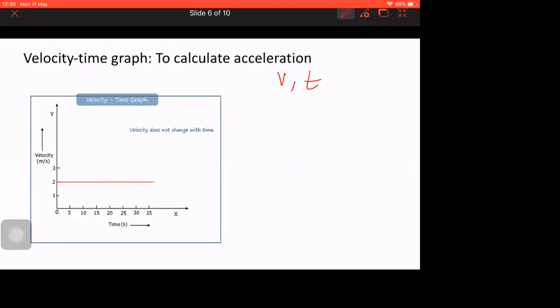What I am thinking is, why can't I calculate distance from this graph? Velocity is equal to distance by time, or displacement. So distance is equal to velocity into time. Yes or no? So from this graph, I can get what is velocity, what is time, so I can multiply them and I can get distance or displacement, right? I'm doing that only here.